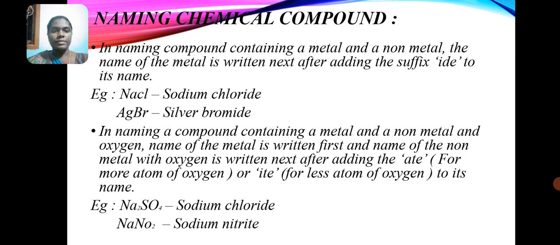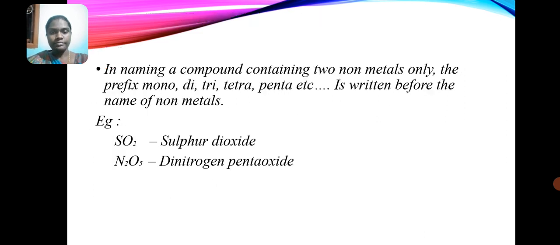The second step is naming a compound containing a metal, a non-metal and oxygen. The name of the metal is written first and the name of the non-metal with oxygen is written next after adding the suffix ATE or ITE to its name. For example, Na2SO4 is sodium sulfate, then NaNO2 is sodium nitrite.